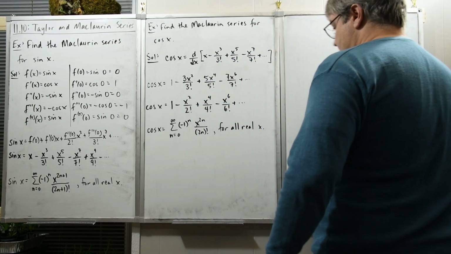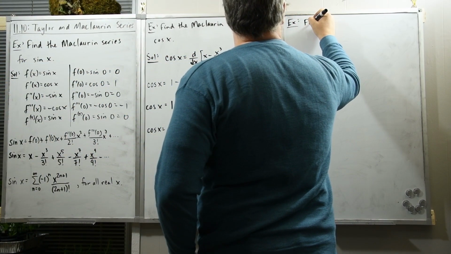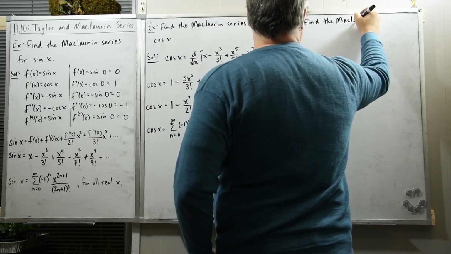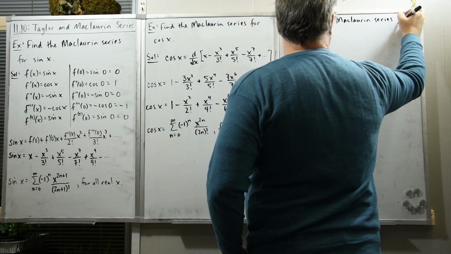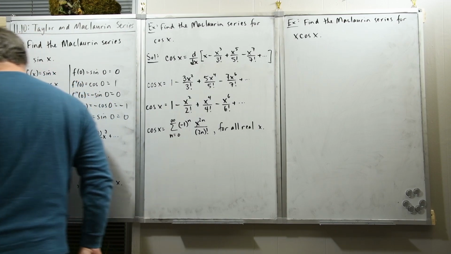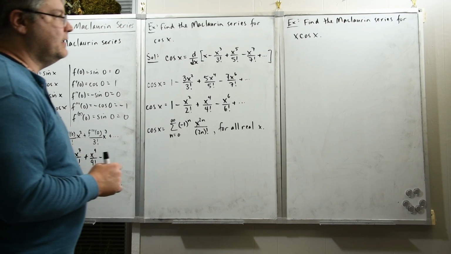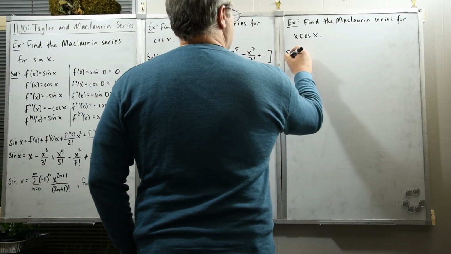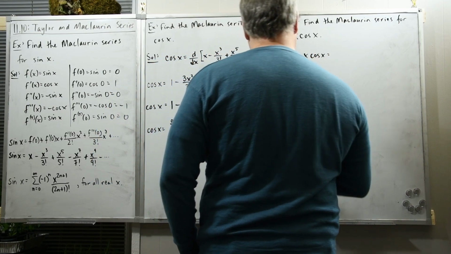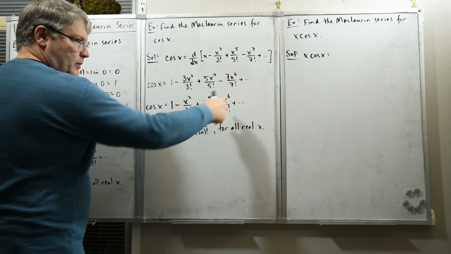Now, let's say that you want to find the Maclaurin series for x times cosine of x. Now that's not going to be too bad at all, especially since we already have a Maclaurin series representation for cosine of x. And so, x cosine of x is going to be equal to x times, and we can write this representation down.